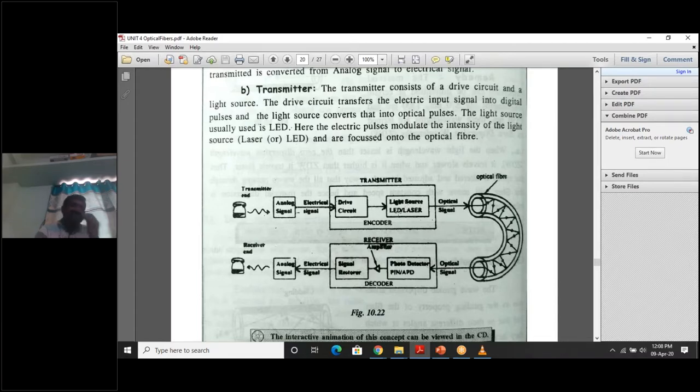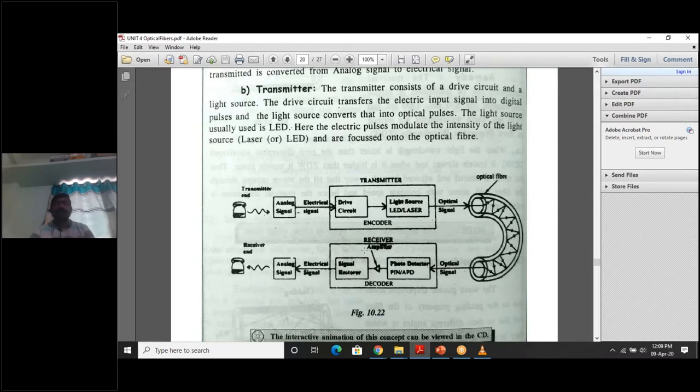What is the light source? It may be an LED or it may be a laser. Depending upon whether the digit is zero or one, it will convert into a light pulse. This light pulse is focused into the optical fiber. The optical fiber guides the light from one end to the other end by the process of total internal reflection. If the angle of incidence of the light ray is greater than the critical angle, then the light ray undergoes total internal reflection.